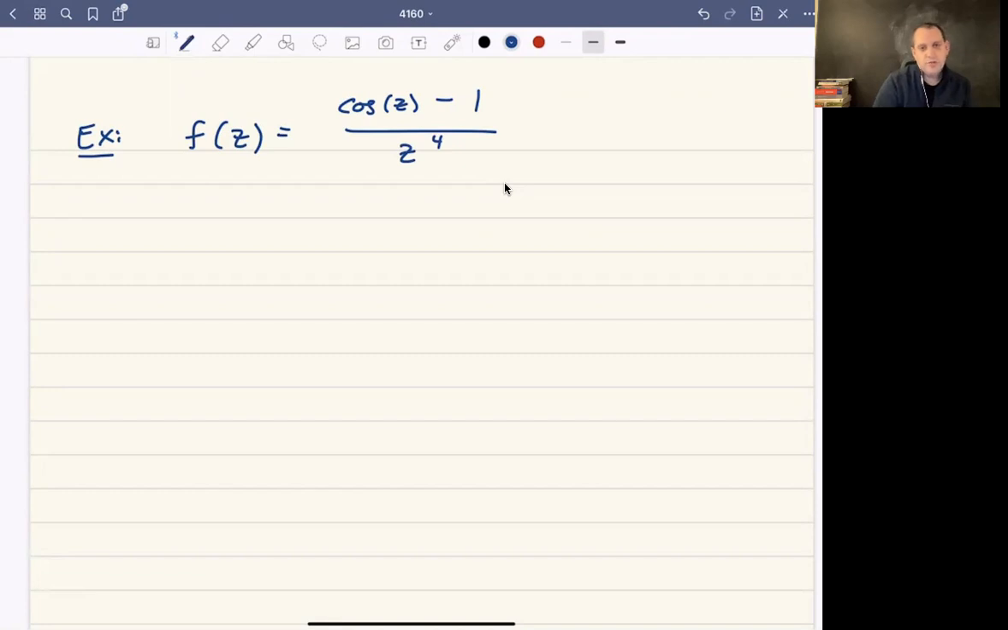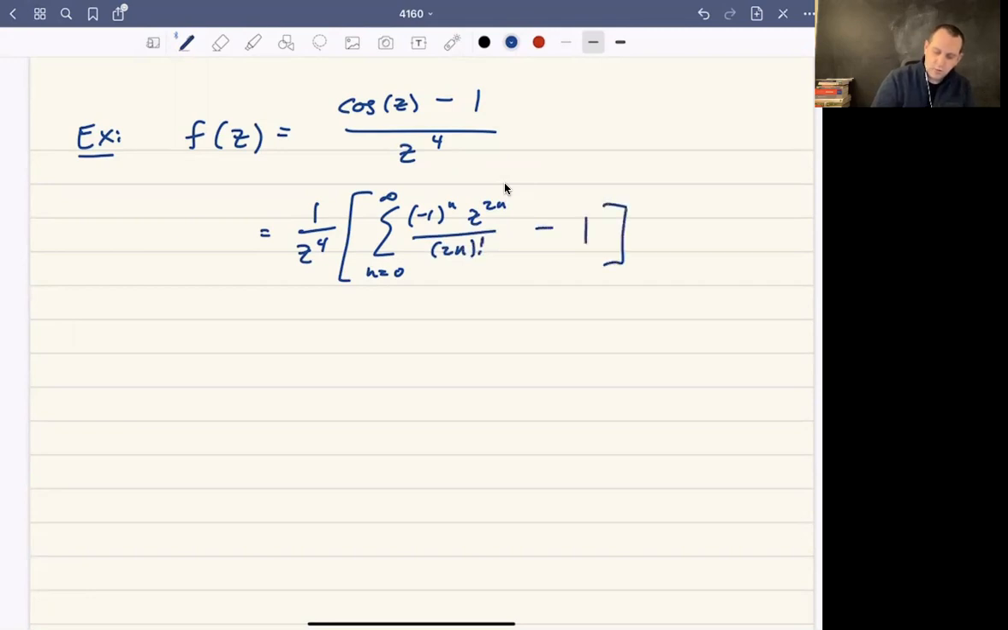What we need to do is compute the Taylor series for cosine. That'll lead to a Laurent series for f, and we'll see how this works. So cosine we know is the sum from n equals 0 to infinity, -1 to the n, z to the 2n over the quantity 2n factorial. And that's cosine of z. We're going to subtract 1. 1 is what we get when n is 0, so this is basically just the sum starting at n equals 1.